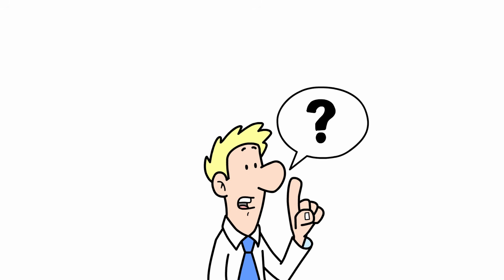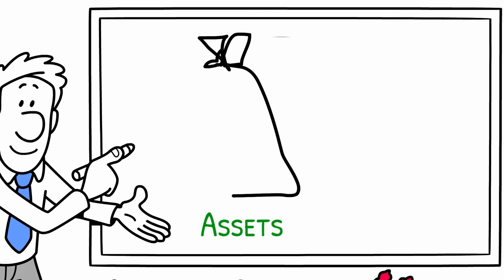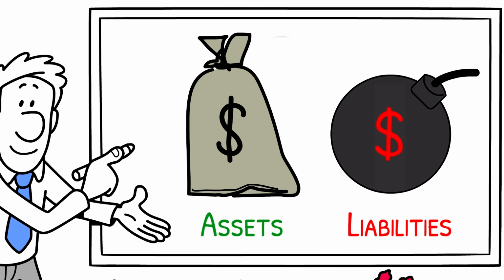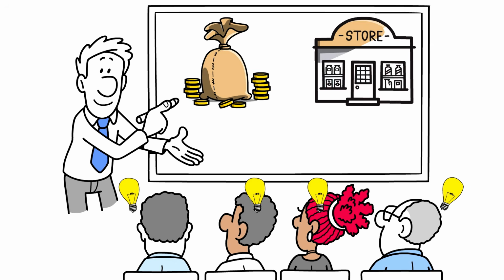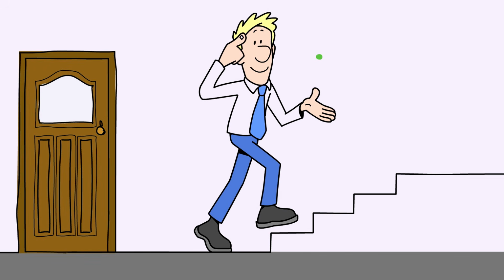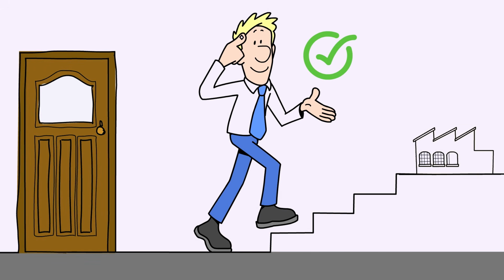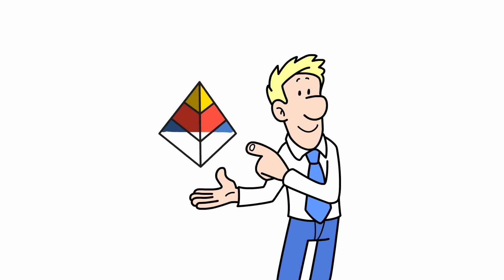What if I told you that understanding just two accounting concepts, assets and liabilities, could instantly make you smarter about money, business, and even your personal finances? Let's break it down in a simple, practical way with a real factory example you can actually relate to. All right, let's start with the basics.